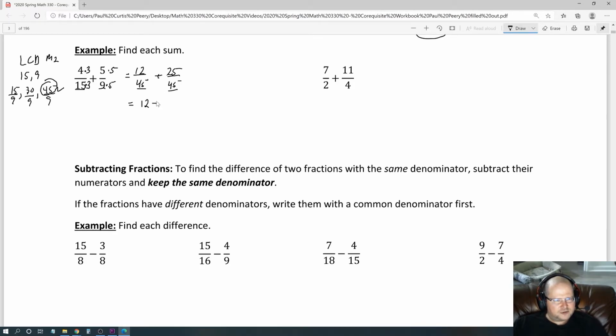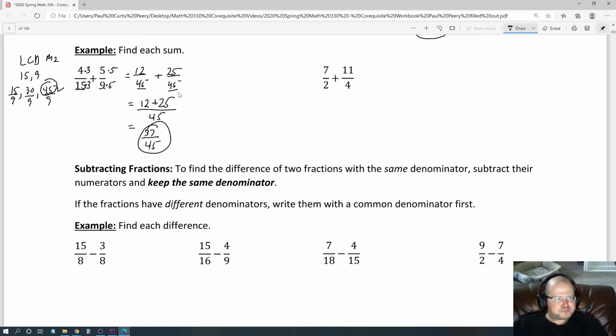I'm writing this extra step. You don't have to. So we're just adding the 12 and the 25 together, and sticking it right back over 45. 12 plus 25 is 37 over 45. And you end up with a nice little fraction like that, right?